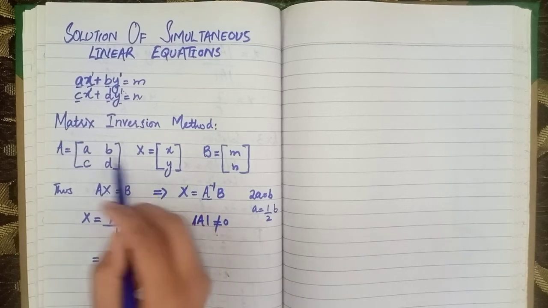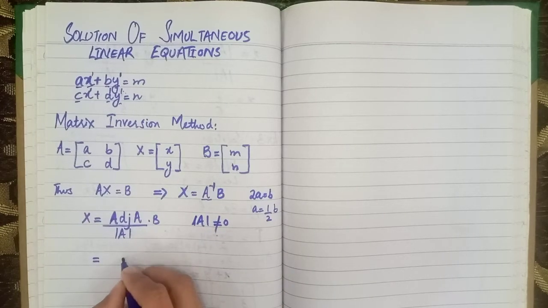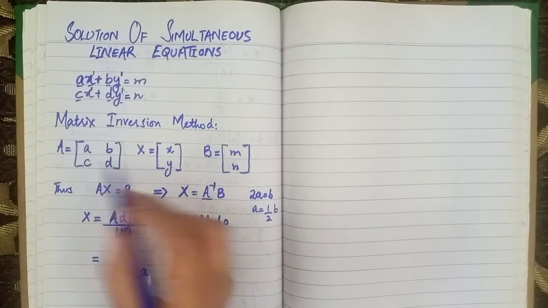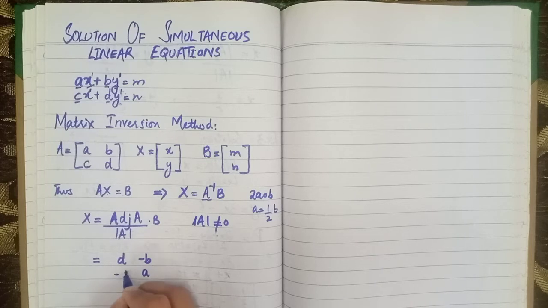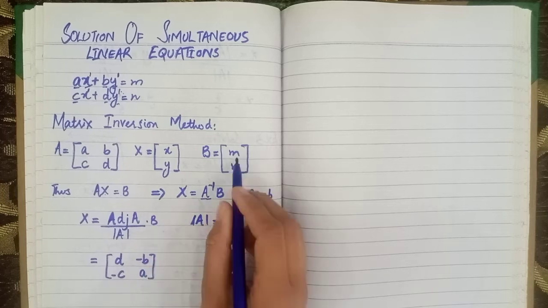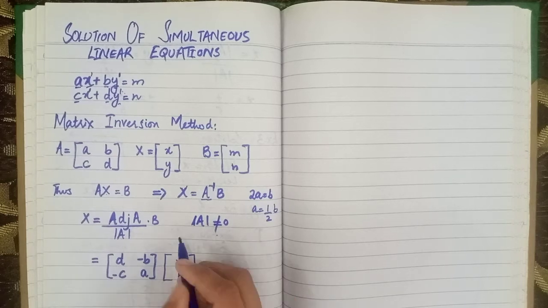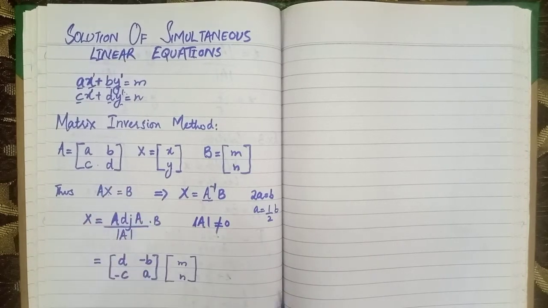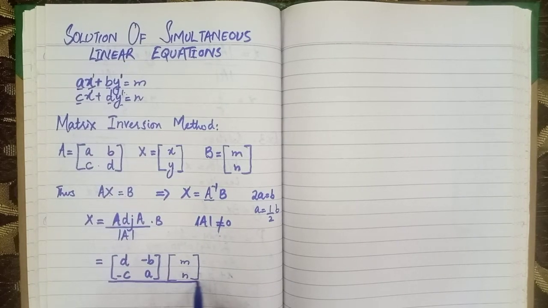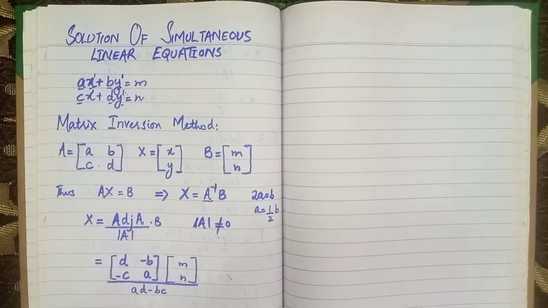What is the adjoint of A? The adjoint of A means we change the places of these two entries, d and a, and change the sign of these two entries, minus b, minus c. What is the matrix B? m, n. What is the determinant of the A matrix? ad minus bc. This is the determinant.